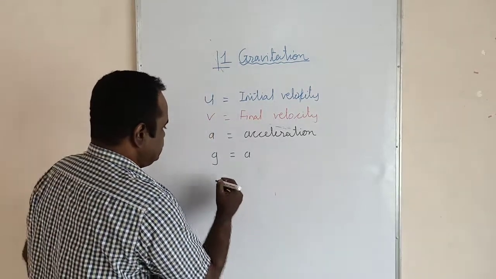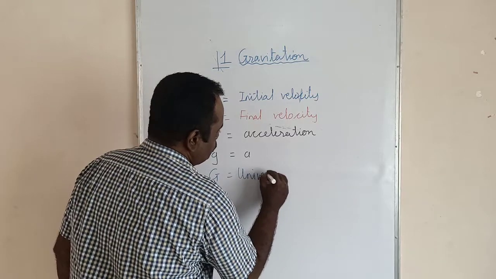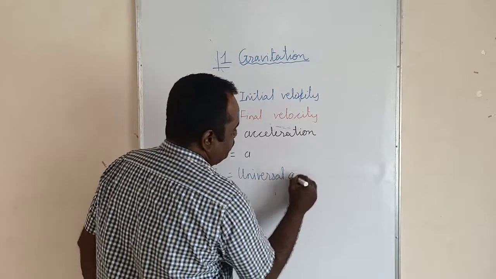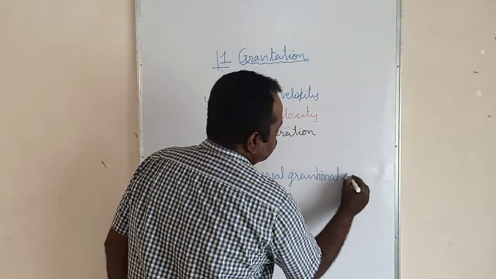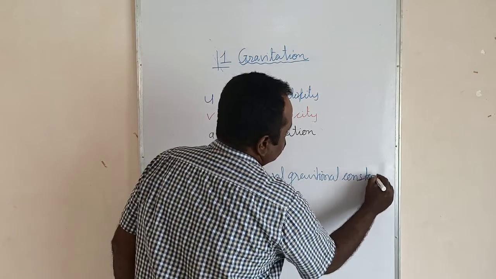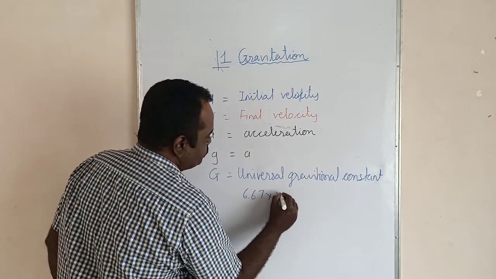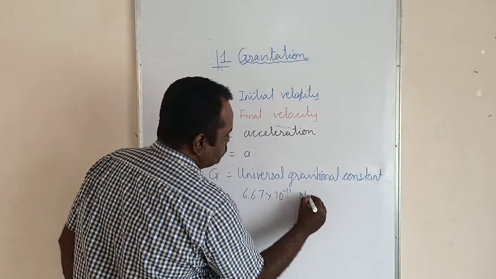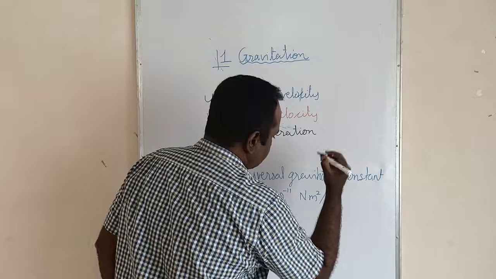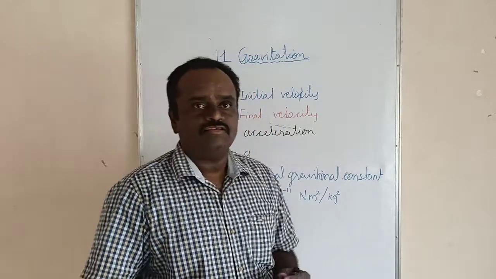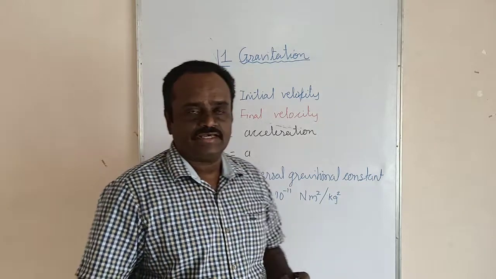Even G is called the universal gravitational constant, which has the value 6.67 into 10 raised to minus 11 Newton meter square per kg square. So we need all these things before solving those examples.